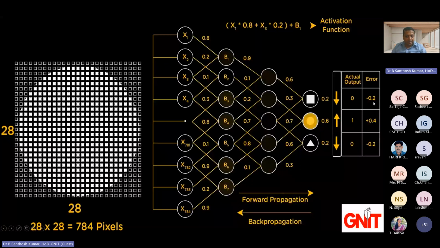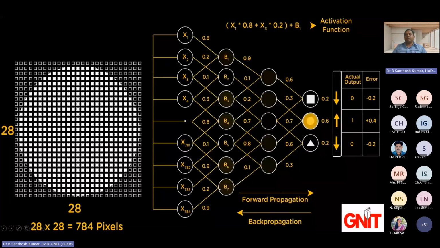Here I have to add that 0.04 also, but in the first and third I have to reduce the 0.02. It means I have to go with that fine tuning, up to that fine tuning I have to go for the back propagation algorithm. So one forward propagation and another backward propagation is called one iteration.